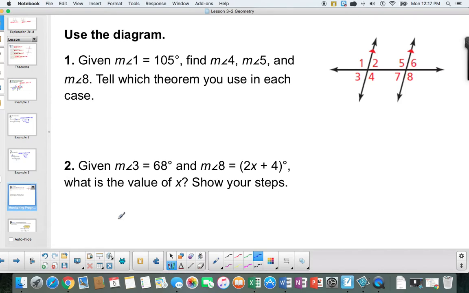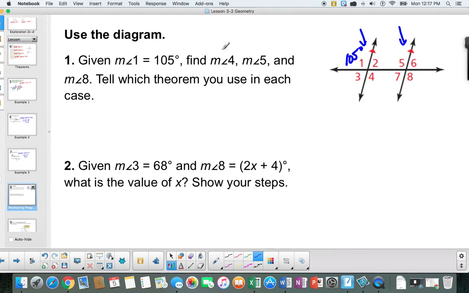All right, again we have parallel lines. I can see these arrows here, so I can use these theorems. I'm told that angle 1 is 105 degrees, and I'd like to find 4, 5, and 8.